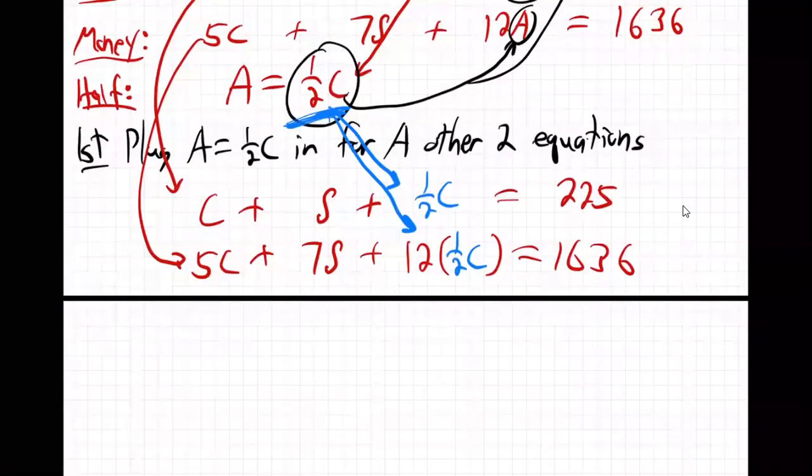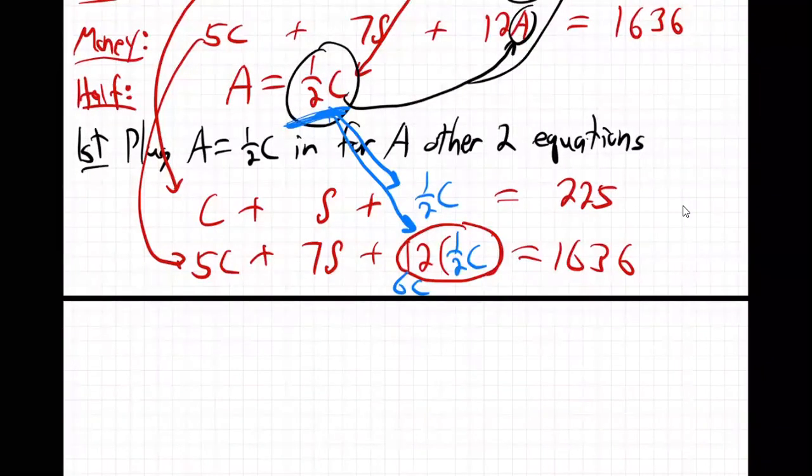So what I'm going to suggest, what are we going to do? It's kind of messy, got fractions and everything. What's the easiest way to handle this? This right here, this is 12 times a half C. That's 6C. Are you okay with that? Because half of 12 is 6. 12 times a half of C is 6C, right?